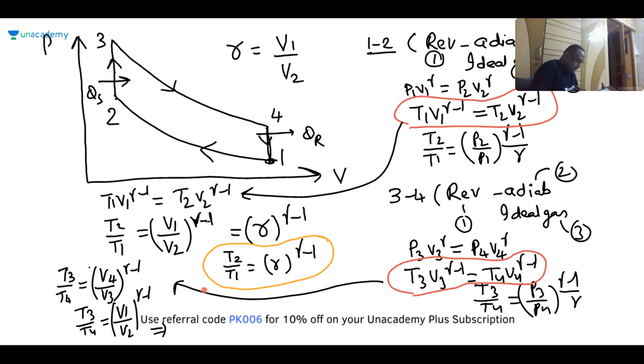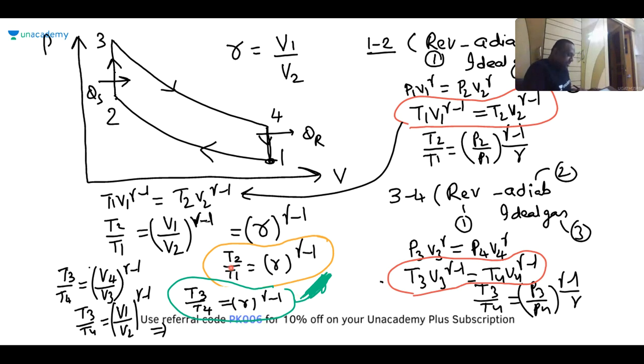Excellent. So, what is V1 by V2? It is r. Therefore, observe, my dear students. Don't be in a hurry. Observe here. T3 by T4 is equal to (V1 by V2) power (gamma minus 1), which is r power (gamma minus 1). Let's see these two equations. T2 by T1 is r^(gamma minus 1). T3 by T4 is r^(gamma minus 1).